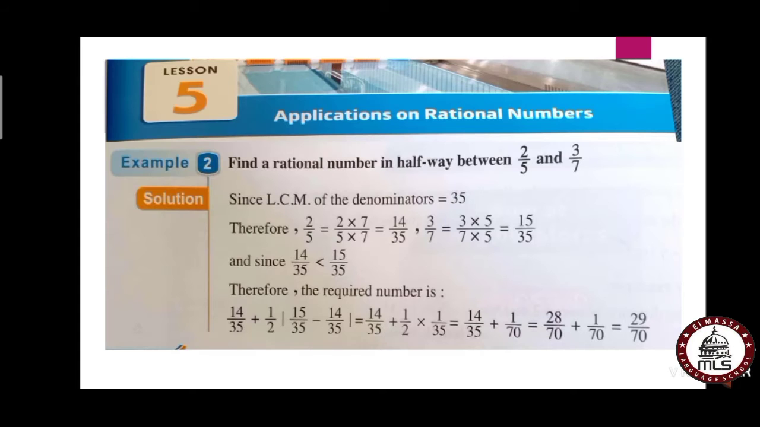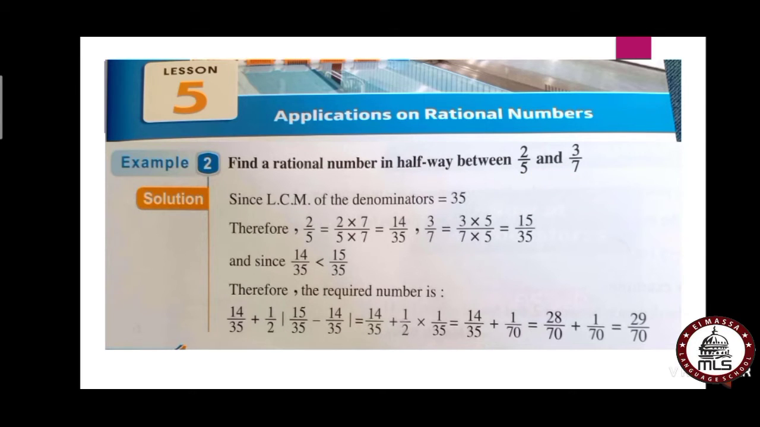At first, find a rational number halfway between 2 over 5 and 3 over 7. Here, at first we want to know the smaller number and the greater number. To find the smaller fraction from two fractions with different denominators, we multiply and cross.